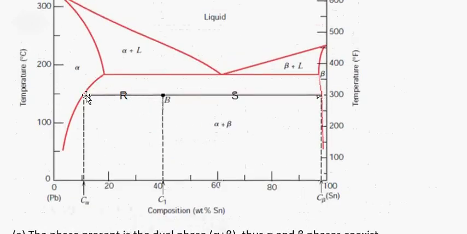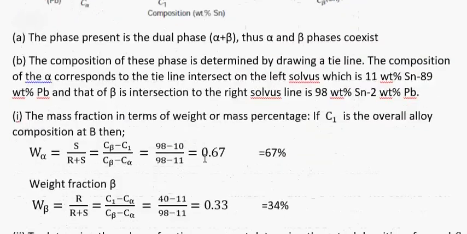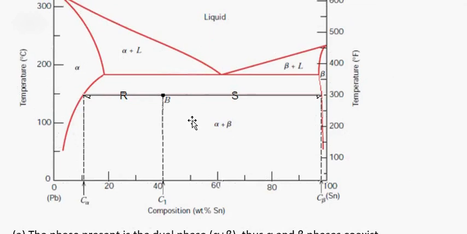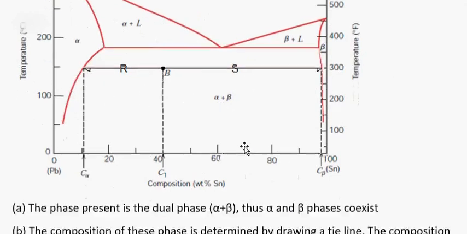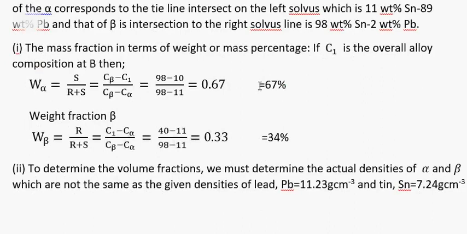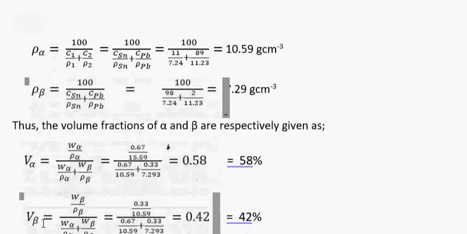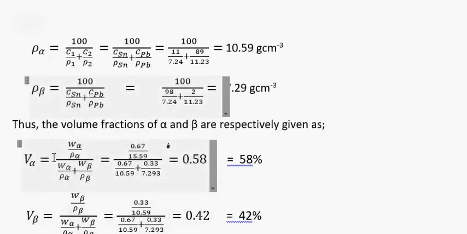Weight fraction of alpha here is going to be S all over the total R plus S, and similarly weight fraction of beta is going to be R all over the total, which is R plus S, and here they are gotten as 67 and 34%. Here we are asked to find it in terms of volume percentage.